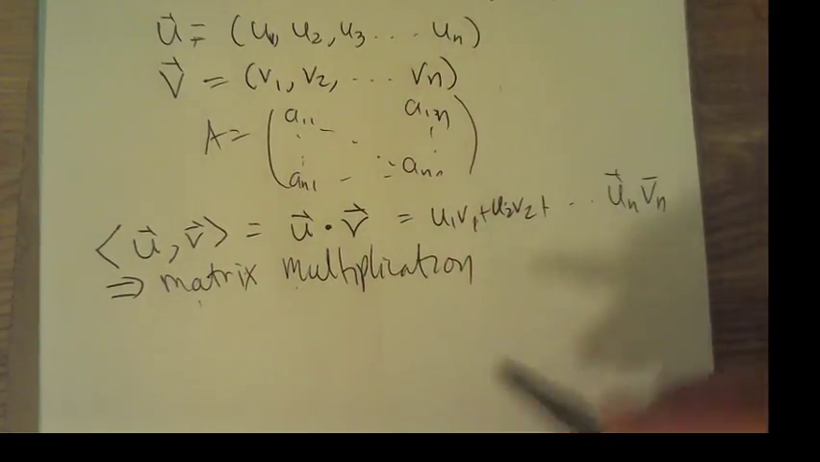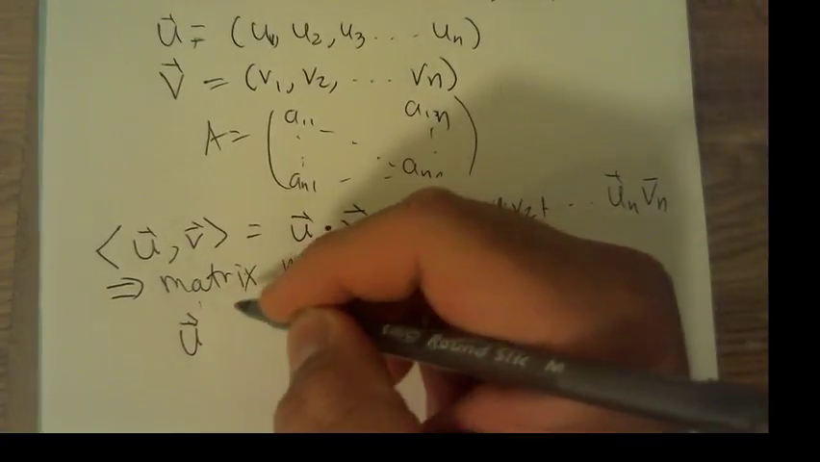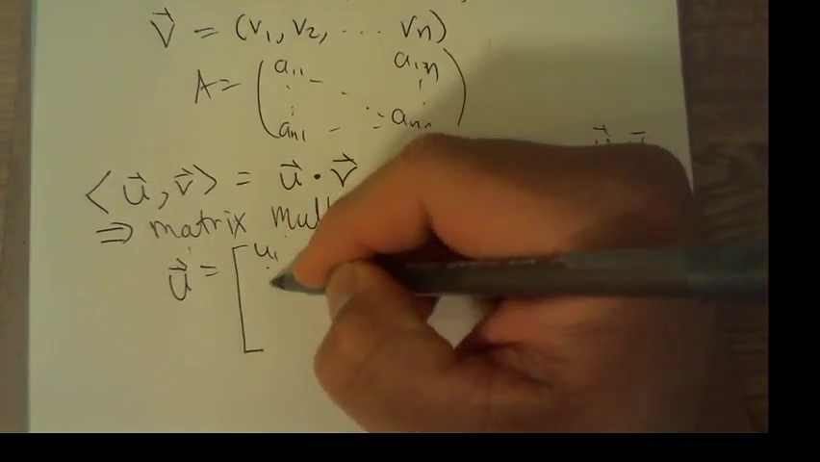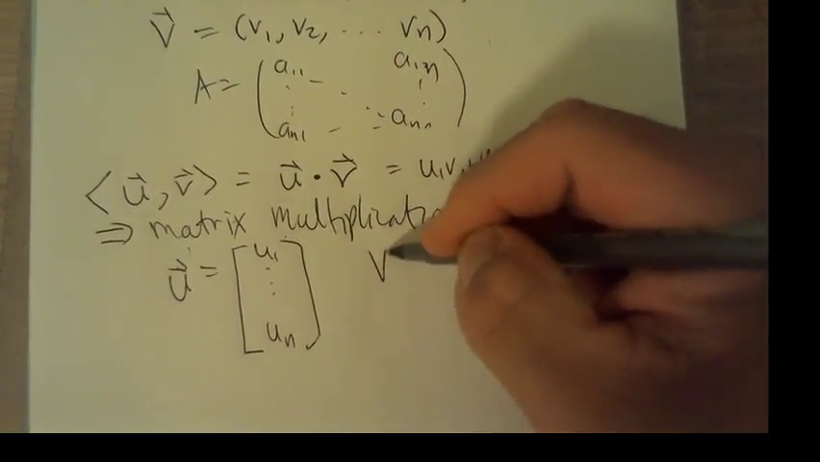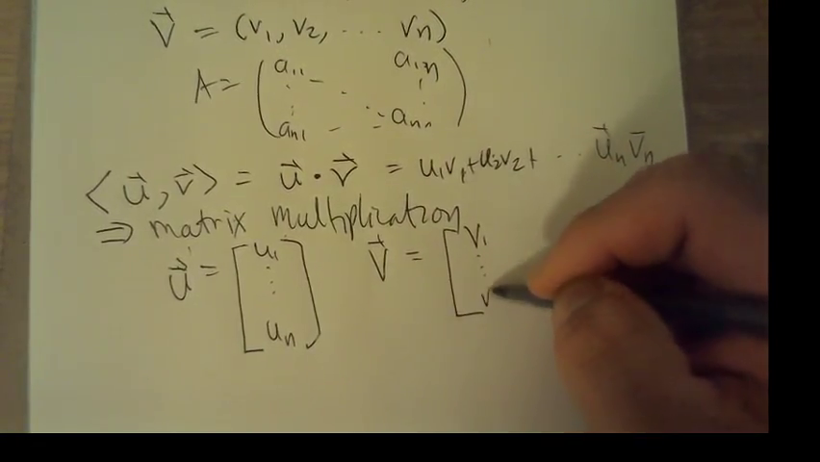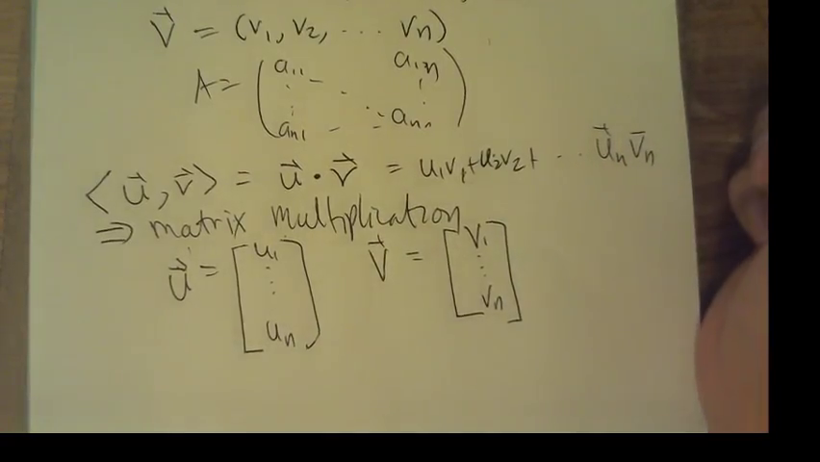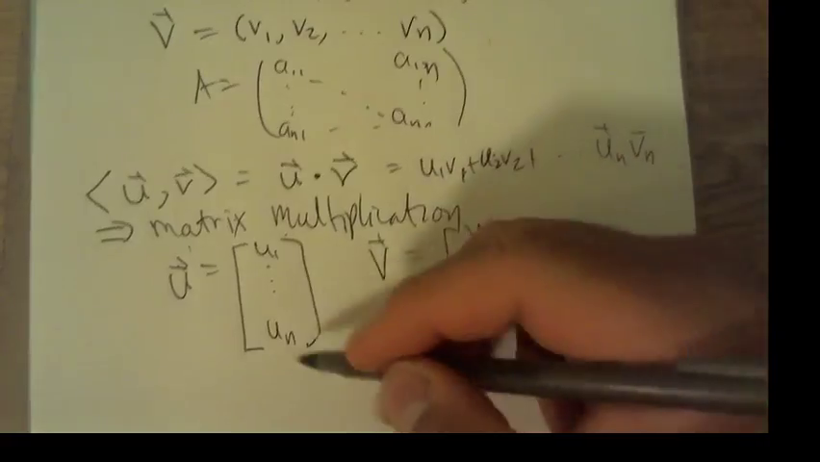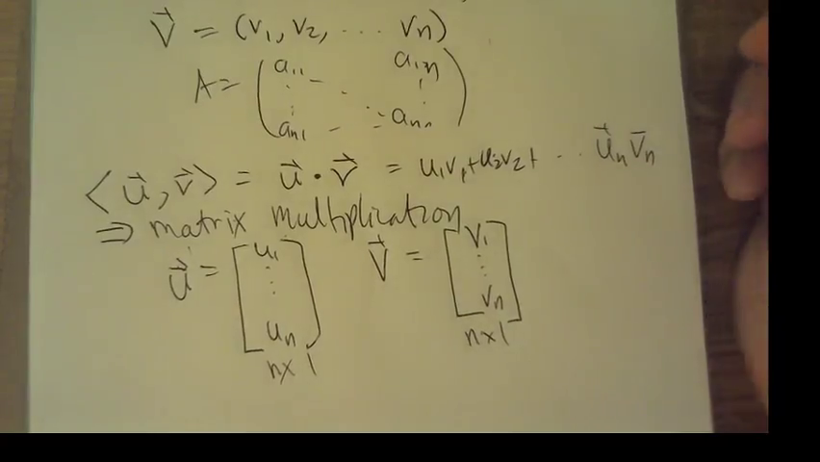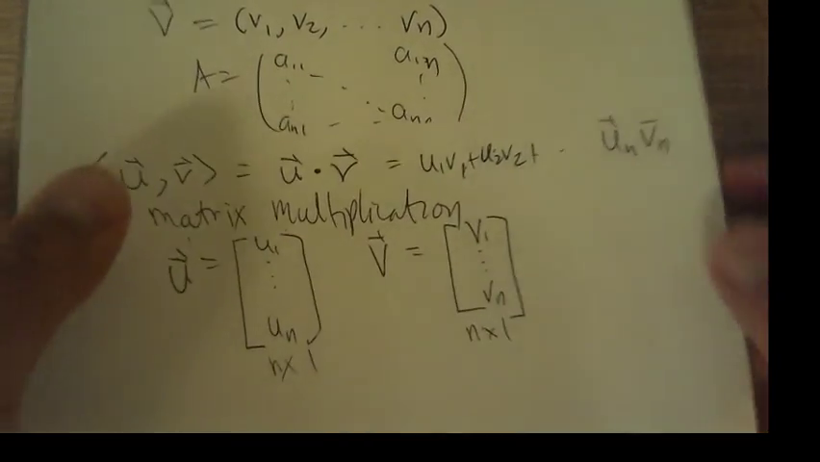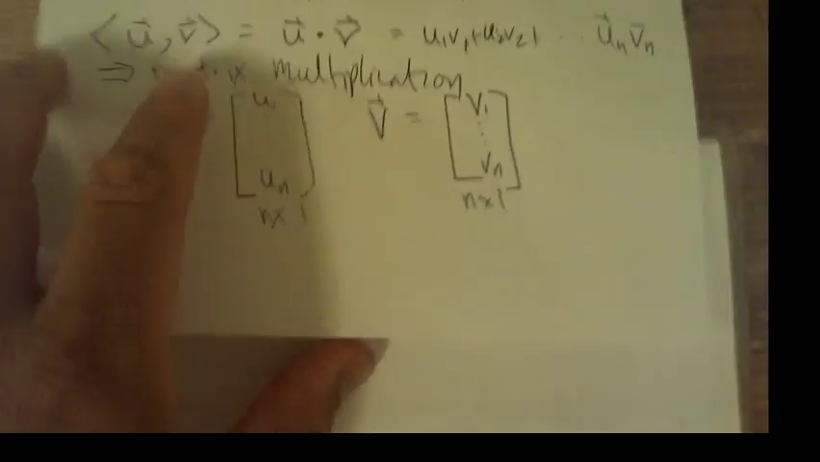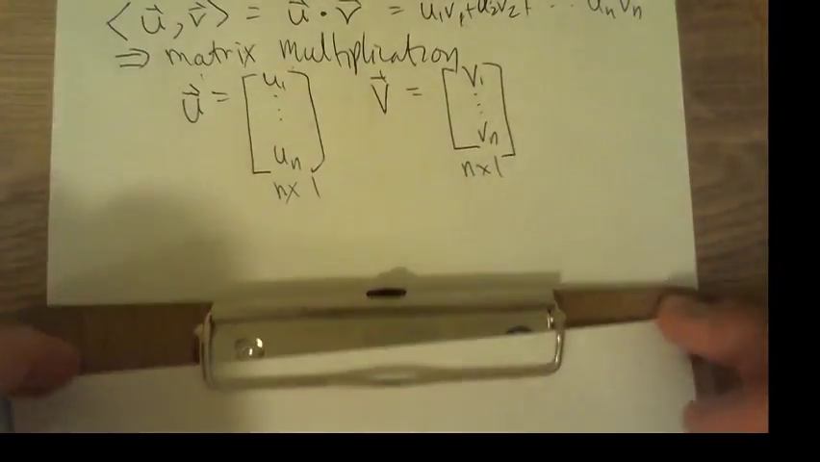Okay, so if I'm given U dot V, I'll think of U here as a column matrix, where we'll have U1 through Un, and I'll think of V as another column matrix, V1 through Vn. Okay, so again, these are n by 1 and n by 1.